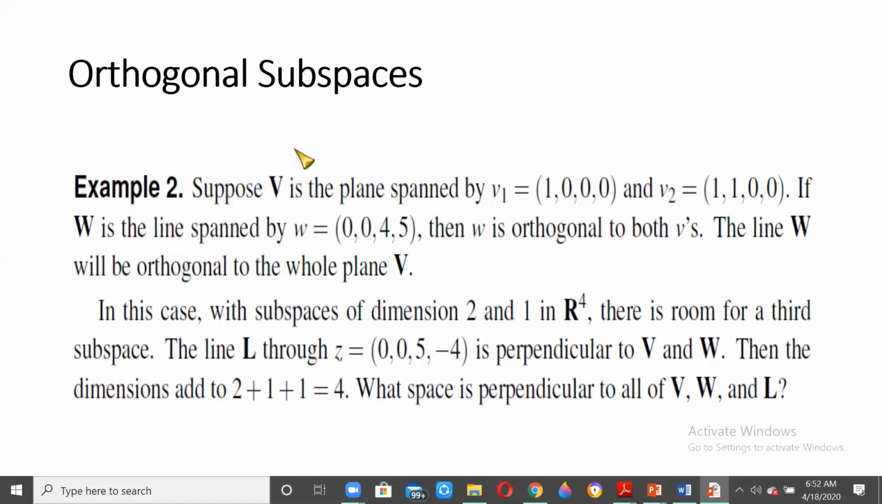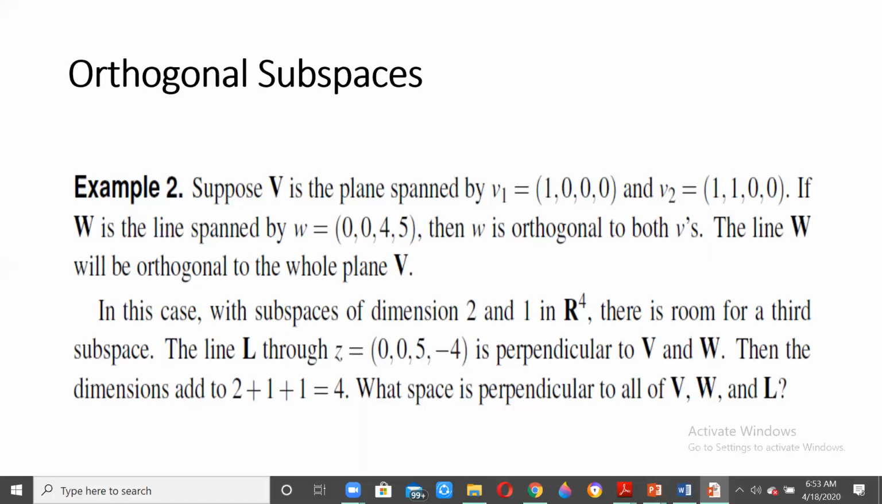And the subspace V has a dimension of 2, because it is spanned by two vectors. Basically, it's a plane, and hence it has a dimension of 2. And W is a line, and therefore it has a dimension of 1. So in addition to these two, we still have room for a third subspace, because the dimension of V is 2, the dimension of W is 1, but R to the power 4 has a dimension of 4.